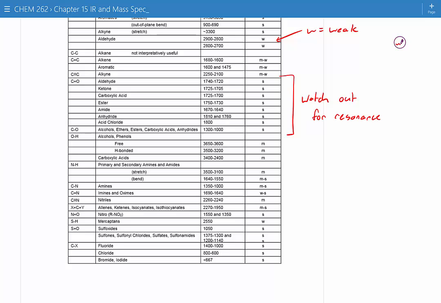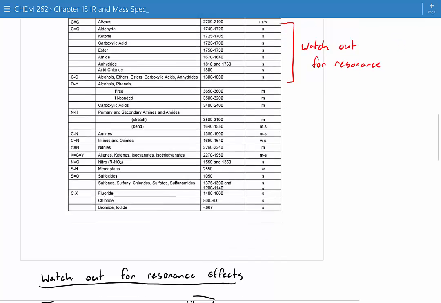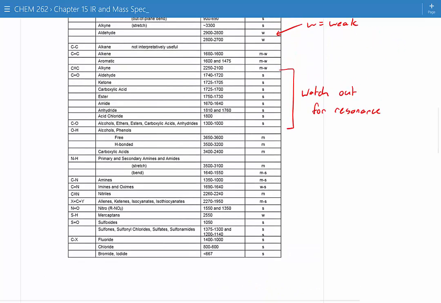Oftentimes I have students trying to interpret IRs and they say, well, we should have made a ketone, but it's showing up at 1675. It's not between 1725 and 1705. And then I have to remind them, well, they take into account resonance, and oftentimes it's something that kind of flies under the radar for a while. So you've always got to watch out for resonance and not use this as a definitive source of what functional groups should show up as.